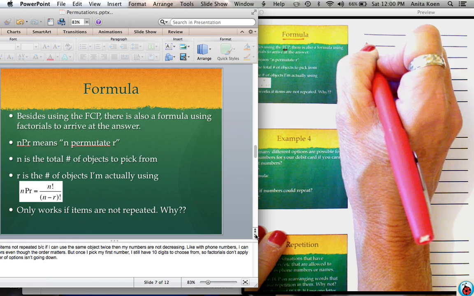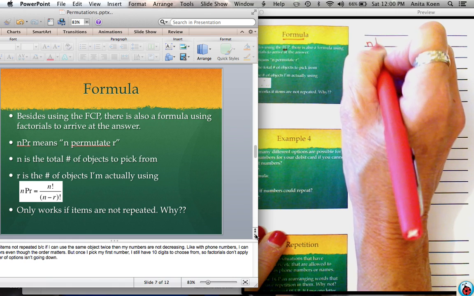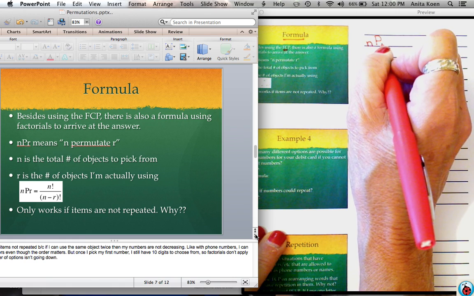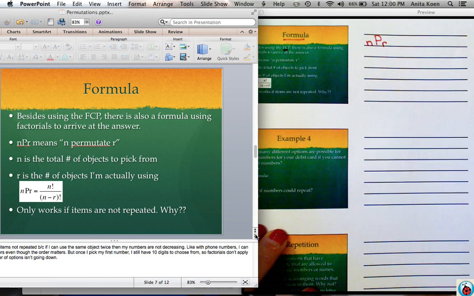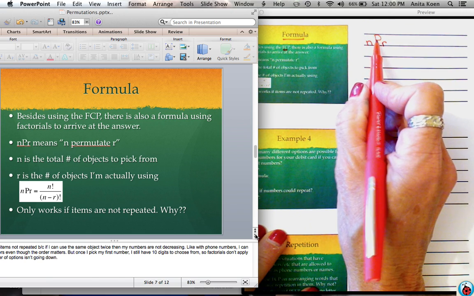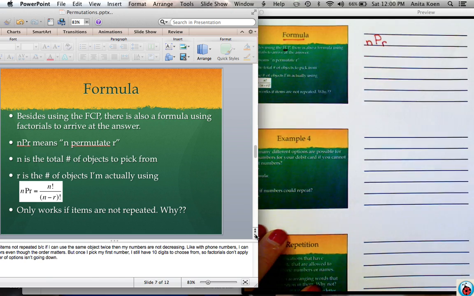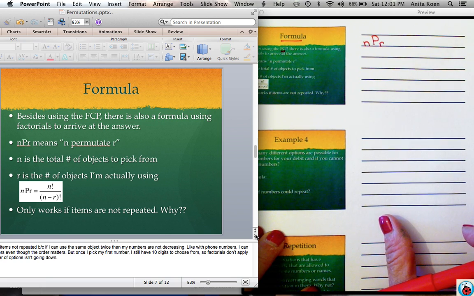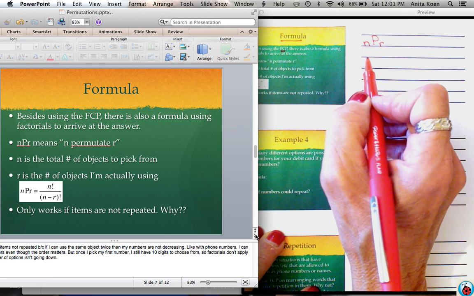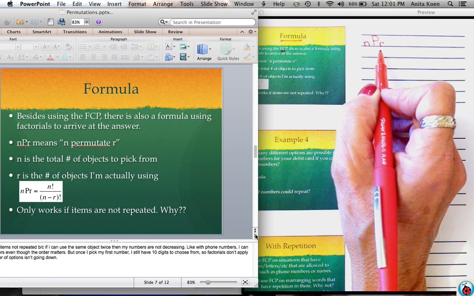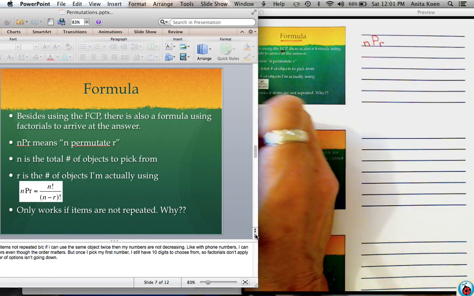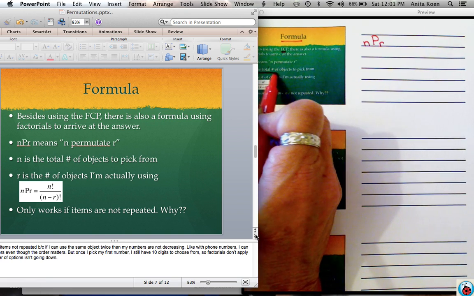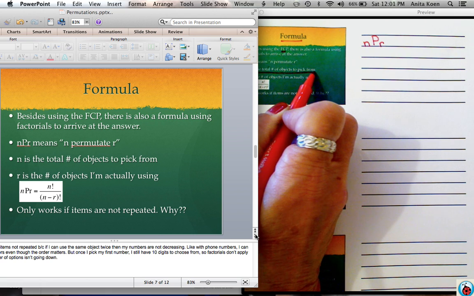All right, so let's learn some mathanese. A lowercase n, a capital P, and a lowercase r means n permutate r. This is the symbol in mathanese that tells me to find all of the arrangements of n things taken r at a time. Notice in your PowerPoint that it says n is the total number of objects to pick from.